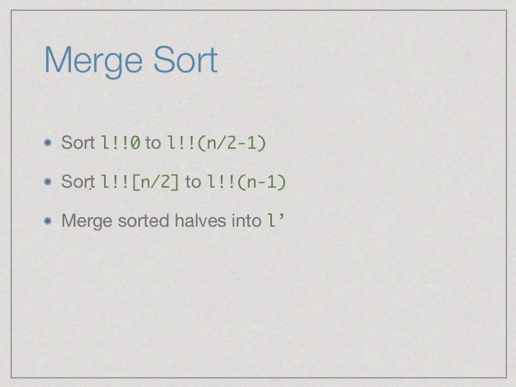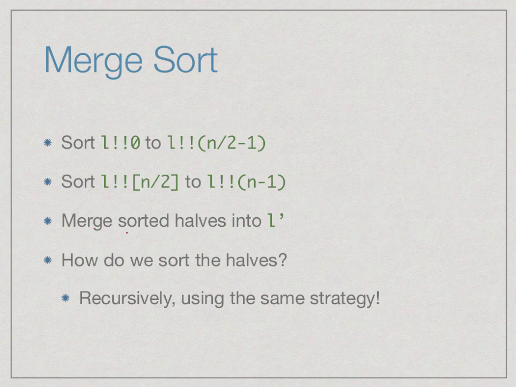And now our earlier divide and conquer strategy was to sort the first half, sort the second half, and merge. Just remember that this notation means extract the ith element. Okay, so it says sort from 0 to the midpoint and from the midpoint to the end. So this should be a round bracket. Okay, so we sort from 0 to n by 2 minus 1, from n by 2 to n minus 1, and merge the sorted halves into a new list L prime. And how do we sort the halves? Well, we use the same strategy. Again, we divide those into two and then we merge them and so on.